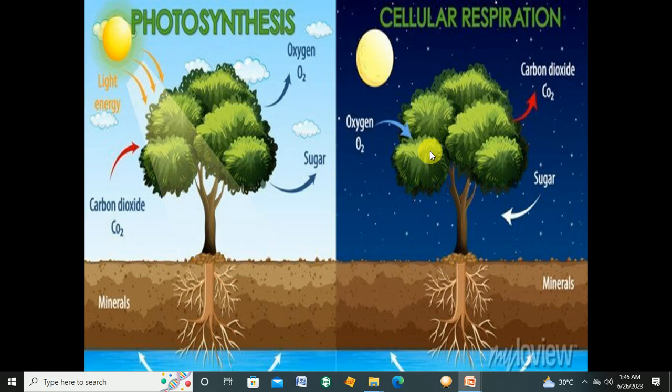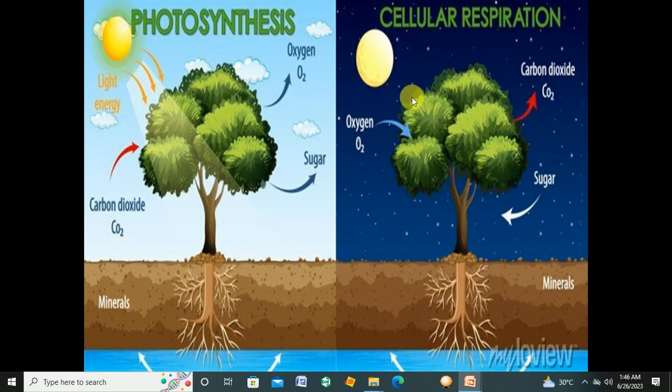Now there is a comparison between photosynthesis and respiration. Photosynthesis is basically the process that is carried out in the daytime by the plants and the trees, and respiration or cellular respiration is basically the process that is carried out by the trees and the plants in the night time. Now in photosynthesis, light energy is absorbed and carbon dioxide is absorbed by the tree, and the product is oxygen. Carbon dioxide is the reactant. Carbon dioxide is absorbed and oxygen is released by the plant.